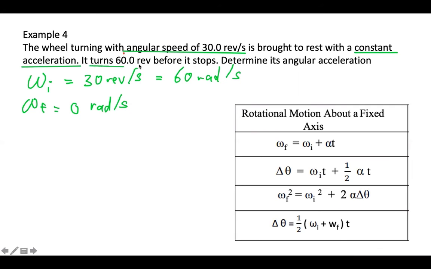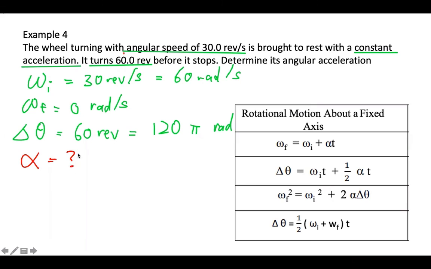And it turns 60 revolutions. This is important. Yes, this is our displacement, the change of angle based on the formula. 60 revolutions, times 2 pi also, we have 120 pi, in radians. Okay, so which formula do we need to use right now? We're going to find this thing. Okay, we don't have the time here. All the formulas with time cancel out. We just take this one.